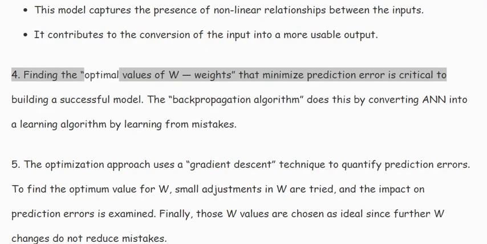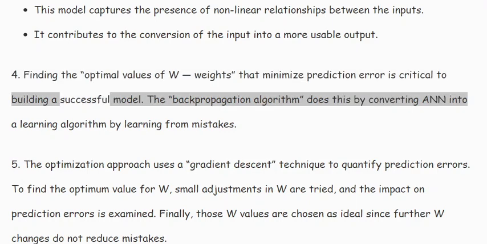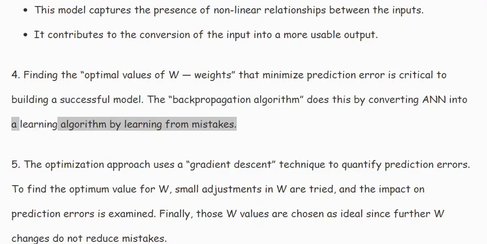Four, finding the optimal values of W, weights that minimize prediction error, is critical to building a successful model. The backpropagation algorithm does this by converting ANN into a learning algorithm by learning from mistakes.